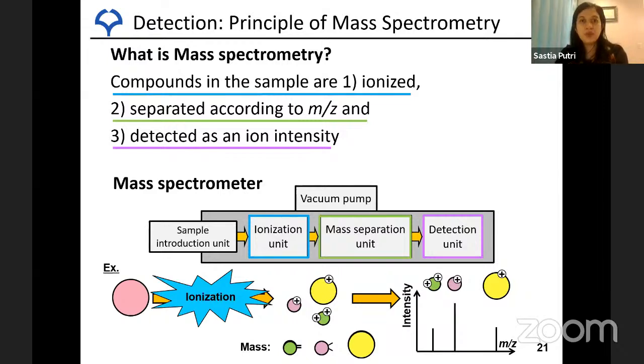So this is the detection principle in mass spectrometry. Compounds in the samples are first ionized, and then separated according to the m/z, the weight of the molecules, and then detected as an ion intensity. So first, the sample is introduced, and then there's an ionization unit, and then there's a mass separation unit.